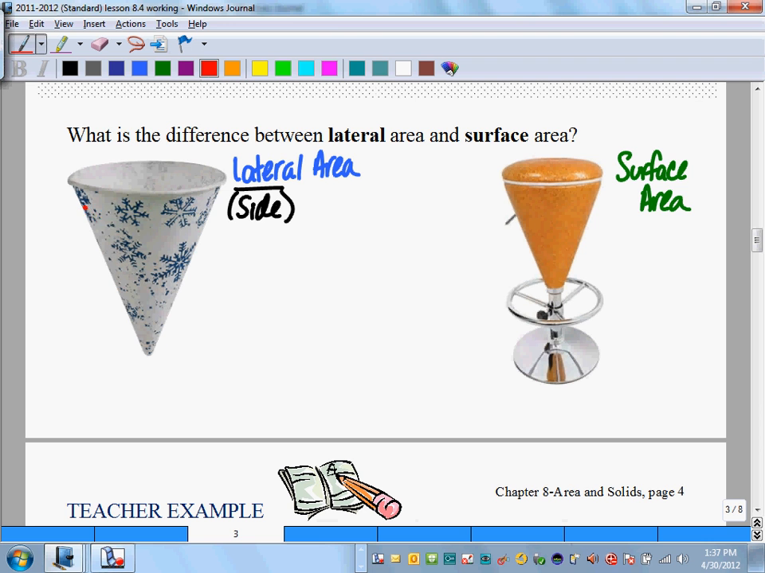So if I do this, draw little arrows like this. If I just want the paper cone, that is lateral area without a base. Now over here, I'd like you to trace what would the lateral area be. Trace it.